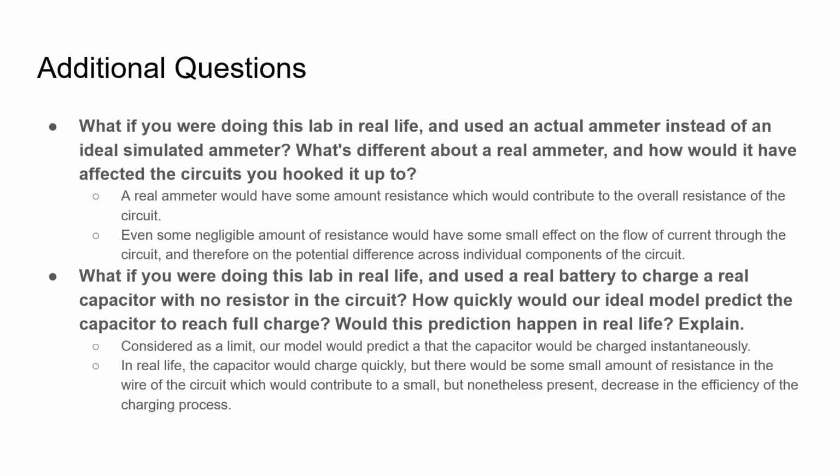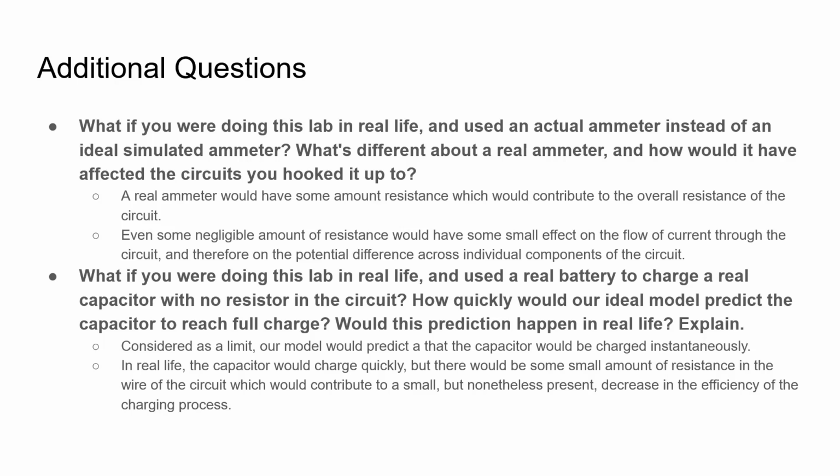So some additional questions. What if you were doing this lab in real life and used an actual ammeter instead of an ideal simulated ammeter? What's different about a real ammeter, and how would it have affected the circuits you hooked it up to? So a real ammeter would have had some amount of resistance, which would contribute to the overall resistance of the circuit. And we could confirm that the ideal simulated ammeter in our model did not have any resistance because the potential difference across it was not different from what we would have expected. It was 0. So even some negligible amount of resistance in a real ammeter would have had some effect on the flow of current through the circuit, and also on the potential difference across the ammeter in the circuit.